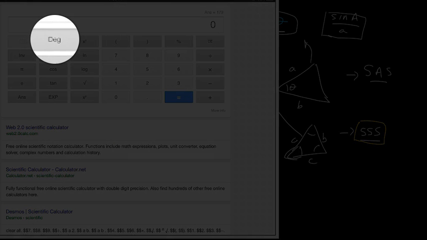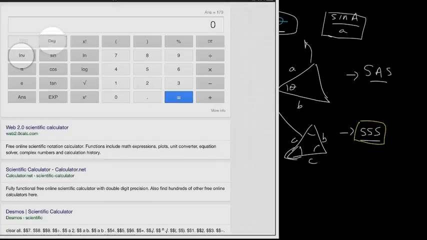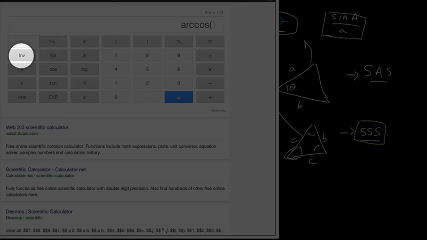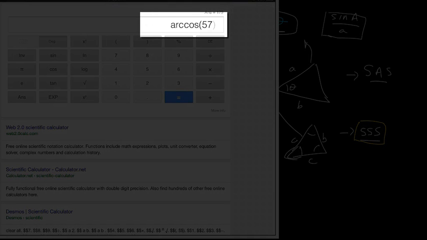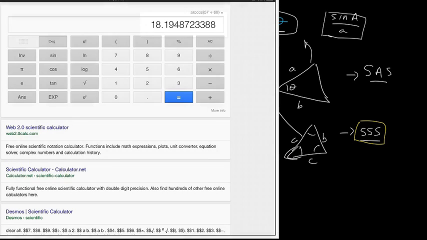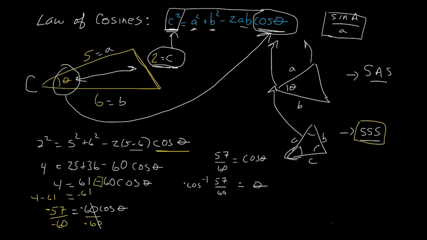So first you make sure you're on degrees. We're on degrees. Inverse cosine, it's the arc cosine, and now we just put in what we wanted. It was 57 divided by 60. So 18.194 is the angle value. That means that this right here is 18.194, and it kept going, equals our theta.